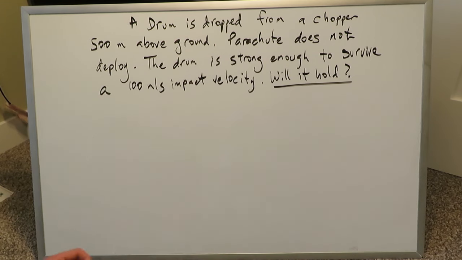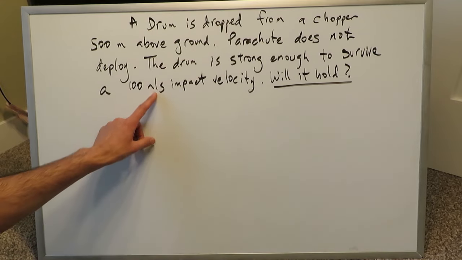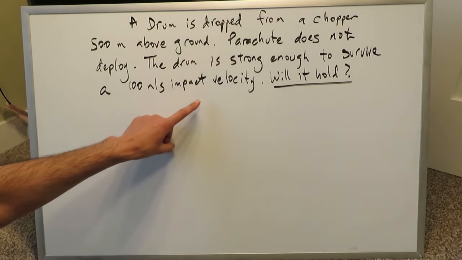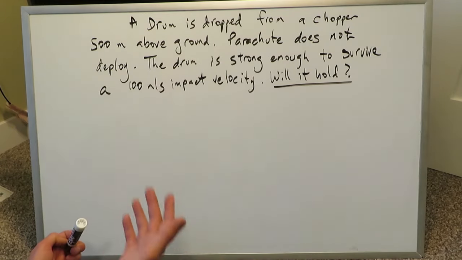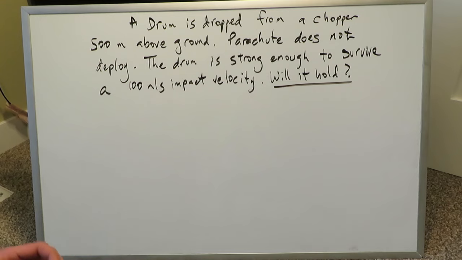We have a drum that's dropped from a chopper 500 meters above the ground. Parachute does not open up. The drum is strong enough to survive a 100 meter per second impact velocity. Will it hold? Meaning, will this drum burst? The parachute did not open, but when it hits the ground, is the drum gonna just burst open or not? That's what we have to find out.